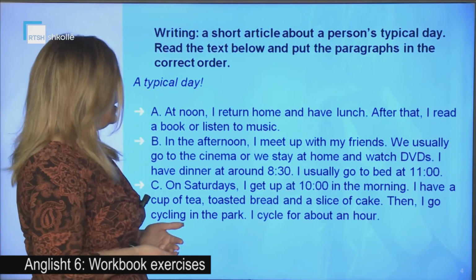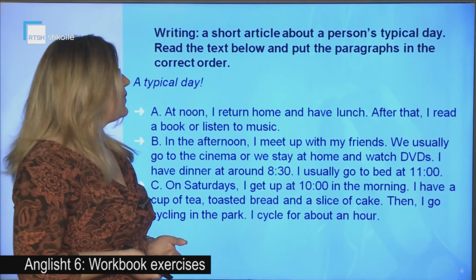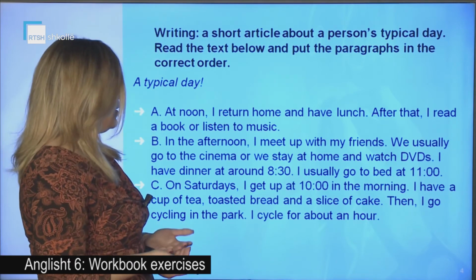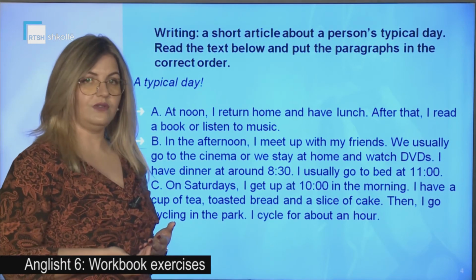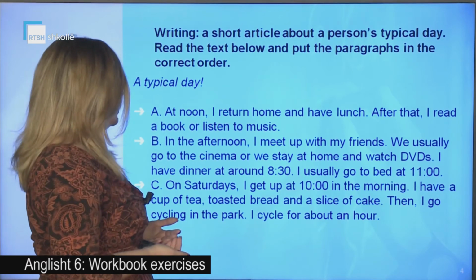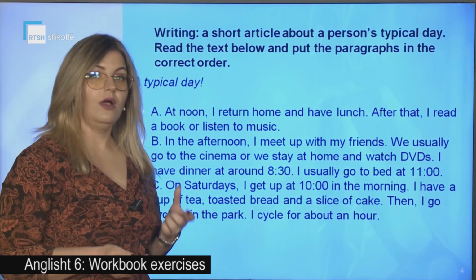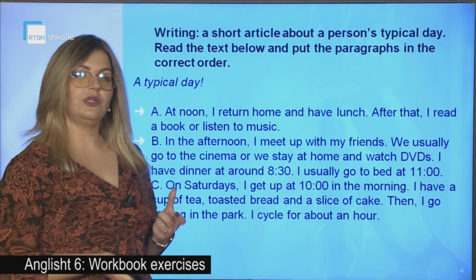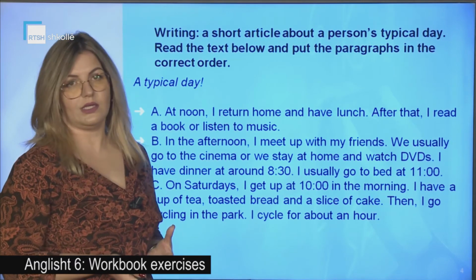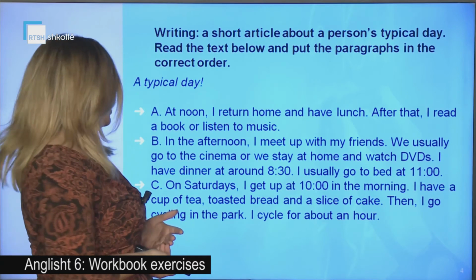So in the afternoon, I meet up with my friends. We usually go to the cinema, or we stay at home and watch DVDs. I have dinner at around 8:30, and I usually go to bed at 11. So from this kind of information, we can understand that this is the last paragraph of this letter.